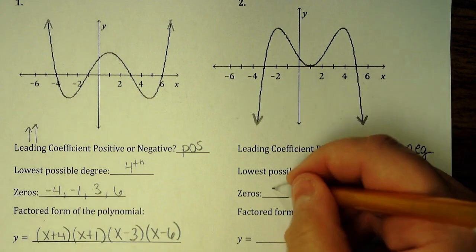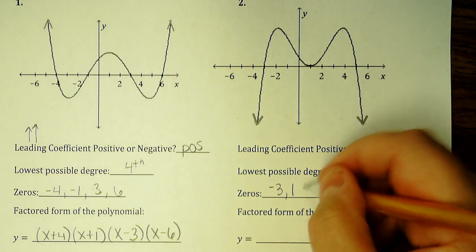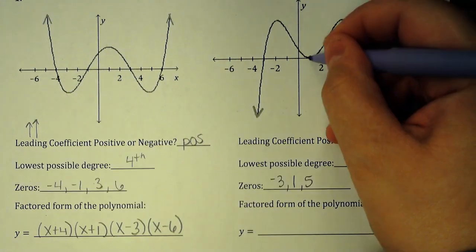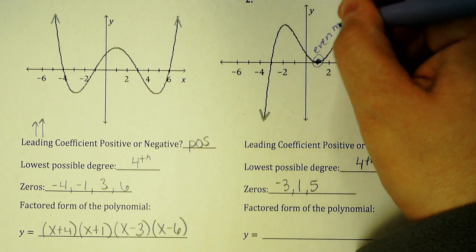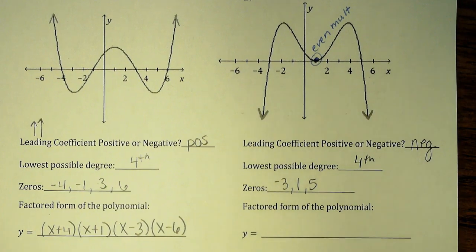Zeros here, it looks like we're going through negative 3. Now, here I go through 1, and then here I go through 5. Now, let me make a note here. So, this is a bounce. So, I need an even multiplicity on this. Because we don't have the equation of the graph, and we don't even have any y coordinates because we just have a blank y-axis, I need to put an even multiplicity, but that's open. You can use 2, you can use 4, you can use 6. I usually just use the lowest possible, which would be a 2.